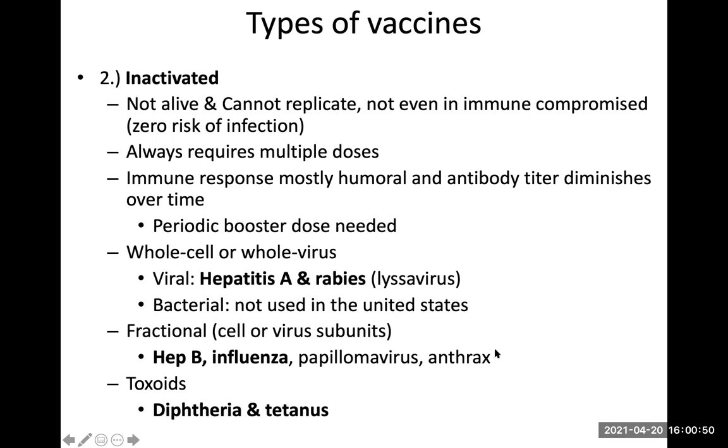Diphtheria and tetanus, we actually use they make toxins, and that's what, tetanus is a neurological toxin, and diphtheria can injure organs. And that's how they end up causing death. So we use those toxins to stimulate antibodies to be made, but they're inactivated, so there's zero risk that it's going to cause any problems.